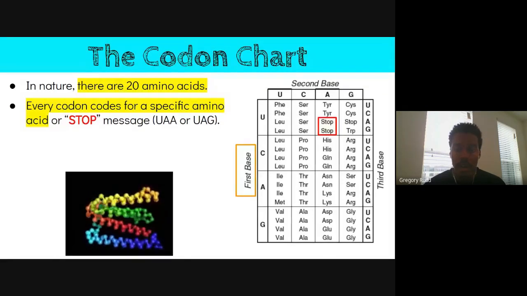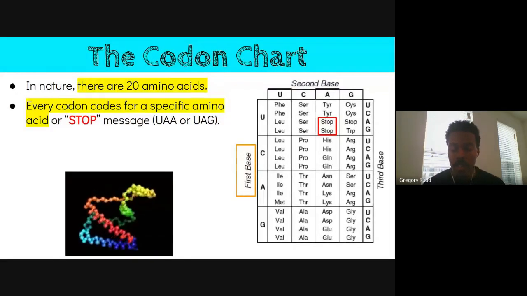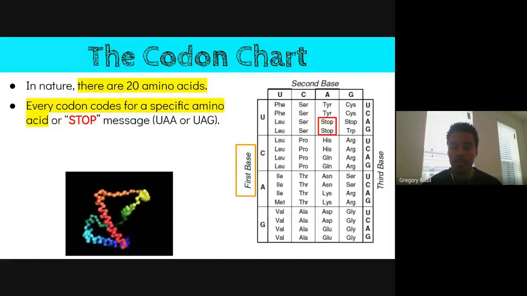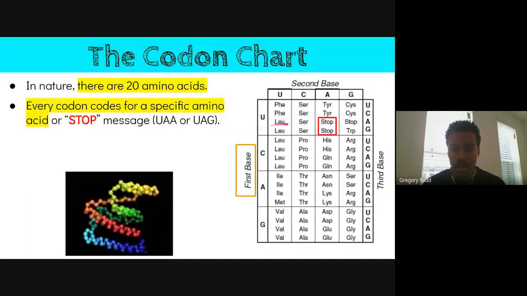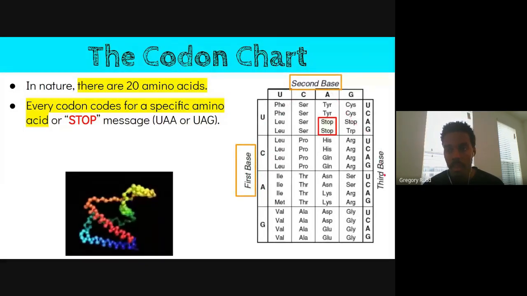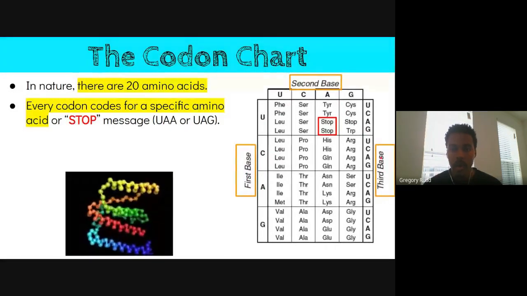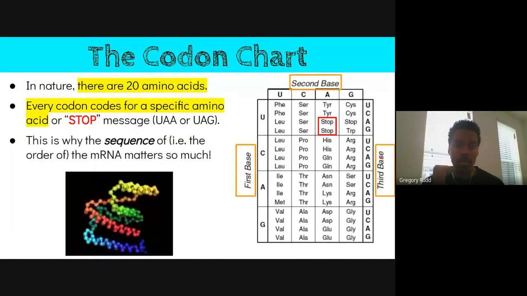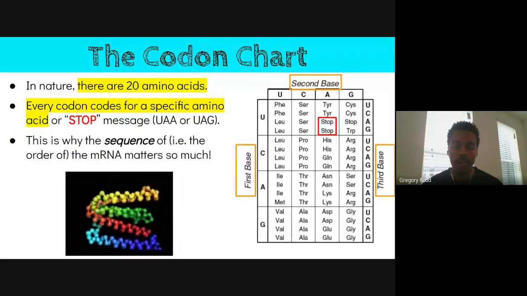Now, there's an order here, and we're going to talk about how you read this chart to figure out which amino acid you're dealing with. So there's an order. First base is on the left side, second base is on top, and the third base you read from the right. So this is why this sequence matters so much. It cannot be overstated.